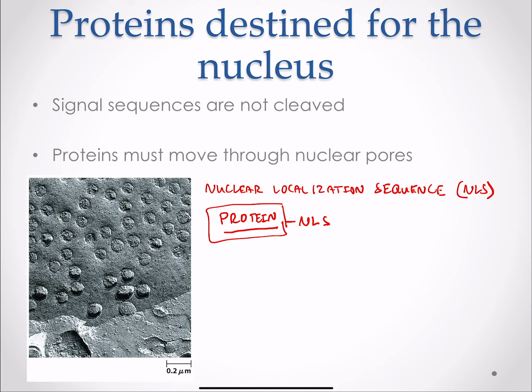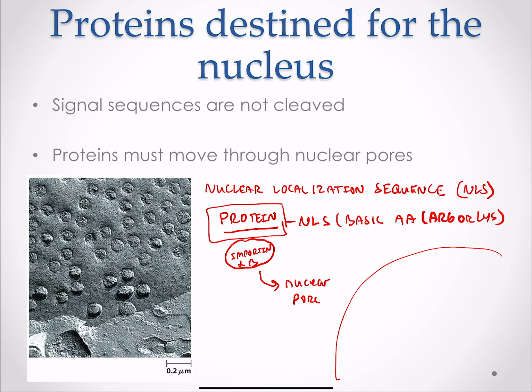The nuclear localization sequence is going to have several basic amino acids, such as arginine and lysine. It is going to be bound by another protein called importin, and this is an alpha and a beta. And then this is going to bind to the nuclear pore, and it's going to be able to get into the nucleus.